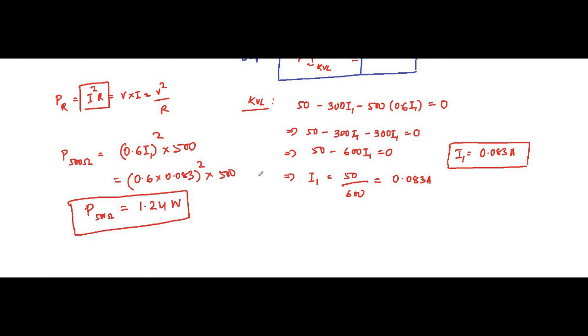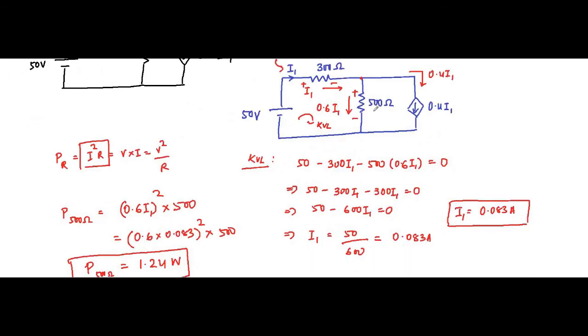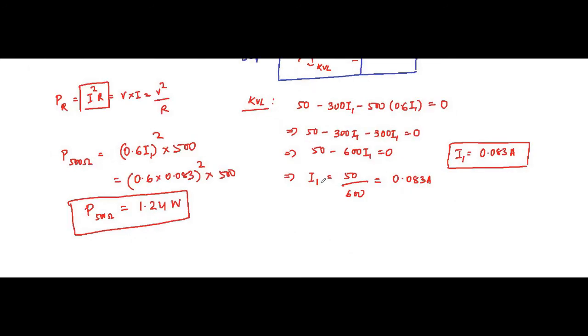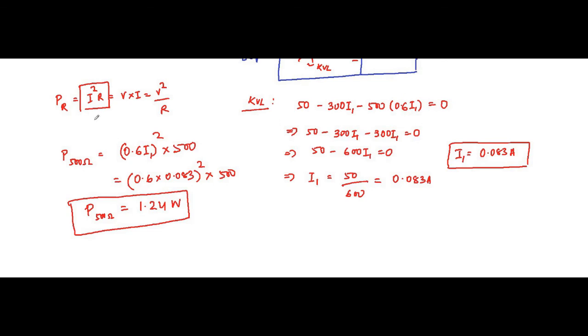Again, this is a very basic, simple circuit with simple understanding of KVL and KCL. We applied KCL here to get the current flowing through the 500 ohm resistor. Then we applied KVL in this left loop to get the value of I1. We then used this I1 to find the power dissipated in the 500 ohm resistor.